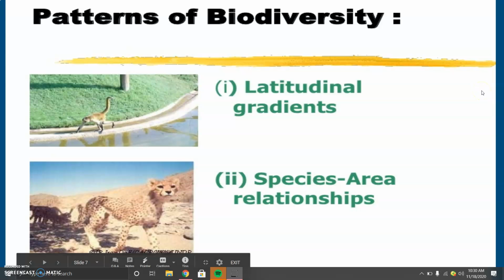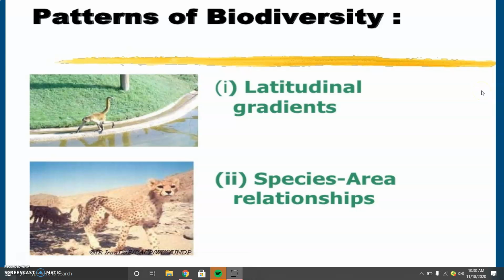Good morning. In continuation with Chapter 15, Biodiversity and Conservation, today we are starting with the topic Patterns of Biodiversity. Latitudinal gradients. Now, the diversity of plants and animals is not uniform throughout the world but shows an uneven distribution.